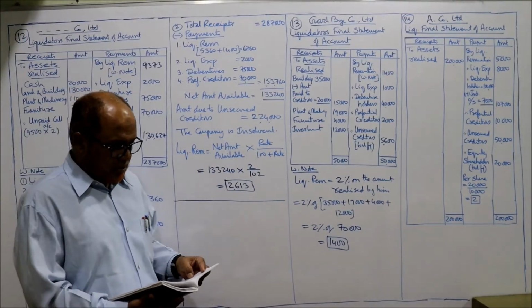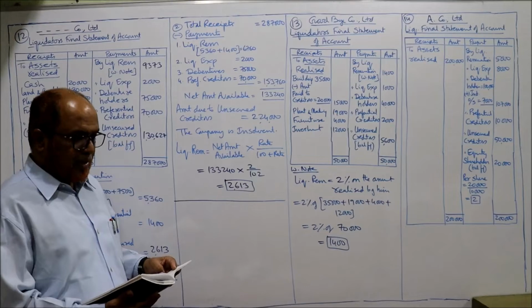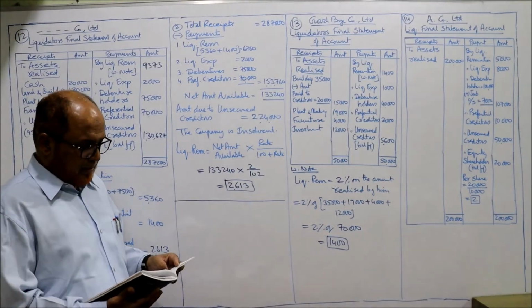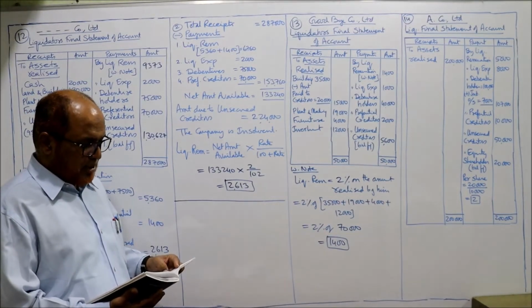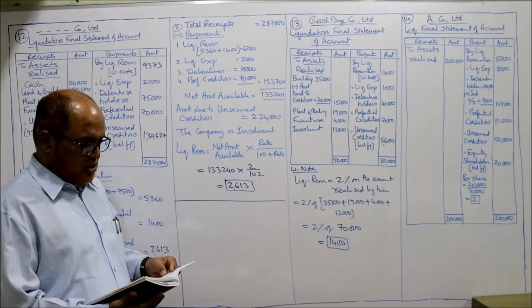Unsecured creditors 25,000. Creditors secured by mortgage on building 20,000. Preferential creditors 2,000. Then 5% debentures having a floating charge 40,000. The liquidator realized the assets as follows.